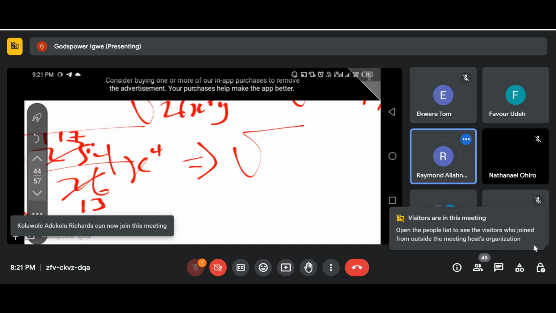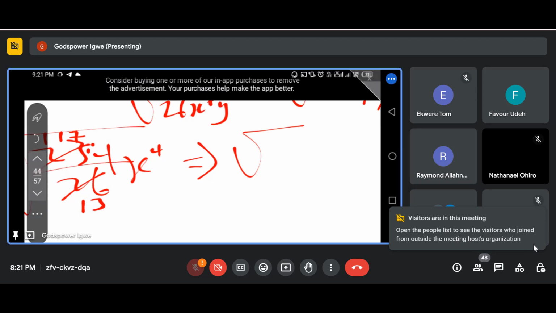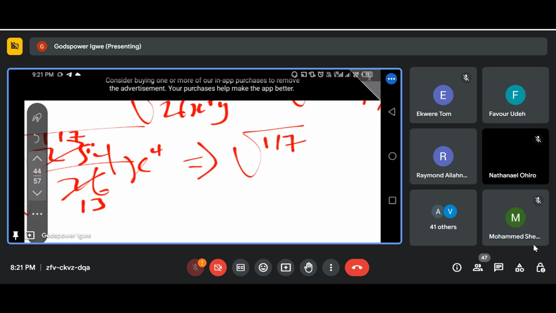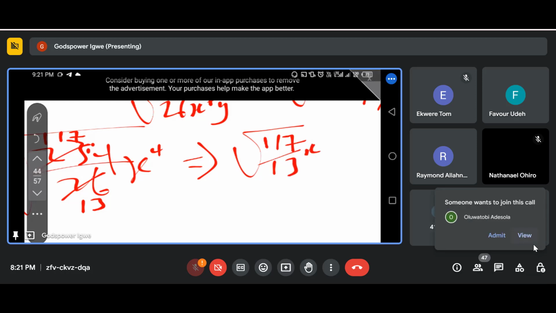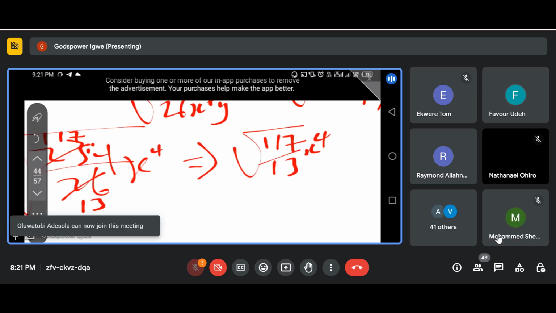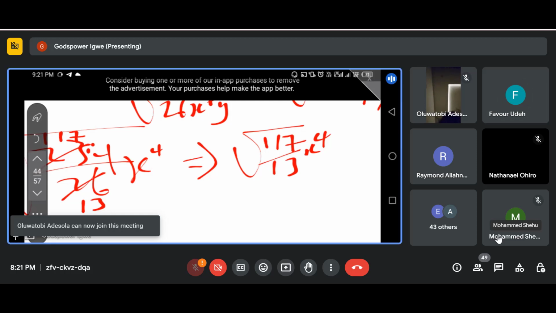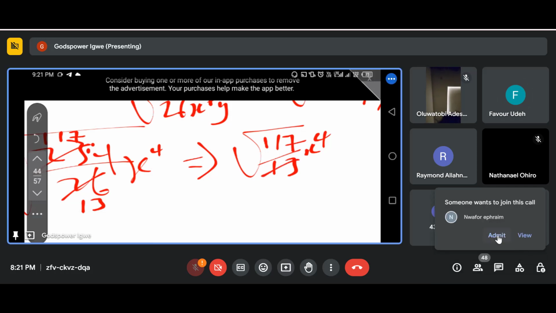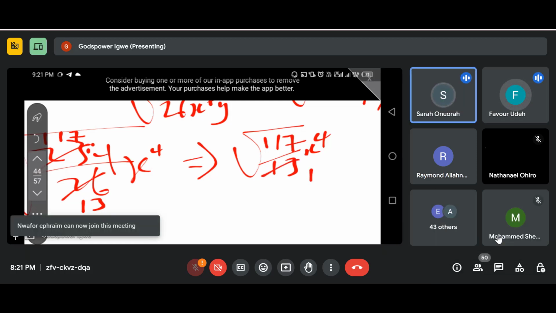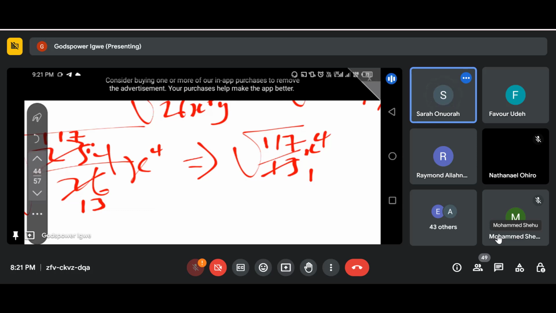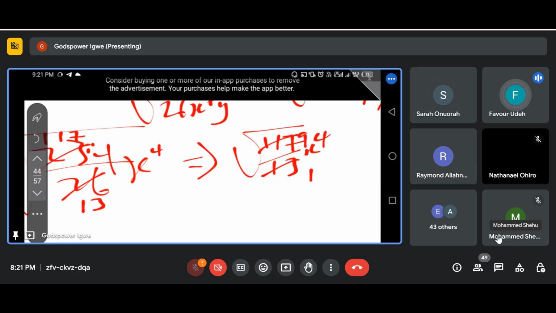Okay, so we have 117 all over 13 times x to the power 4. So this is how you can see the division, right? 26 can go into 234, 9 times. So this will now give us 9 times.